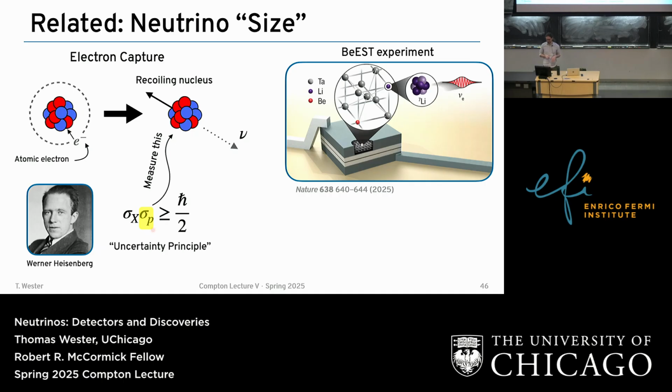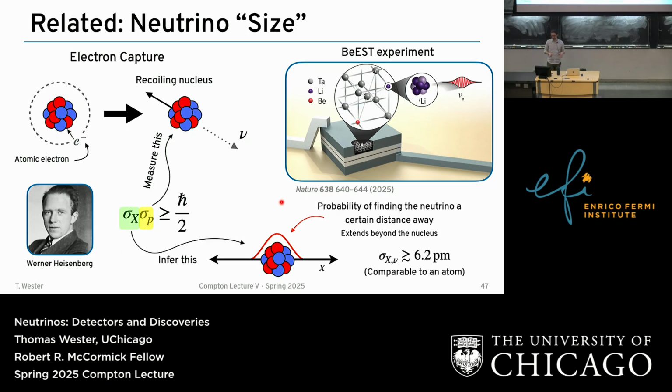So the relationship here is that the better you know the momentum, so the smaller sigma p is, the larger sigma x is. The better you know the momentum, the worse you know the position, or the larger the range the position can have.